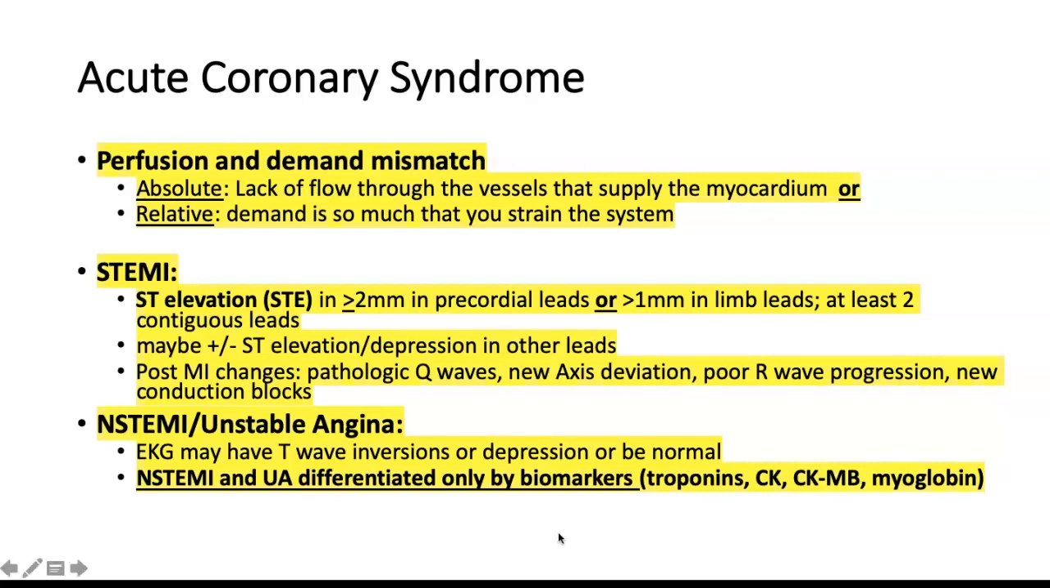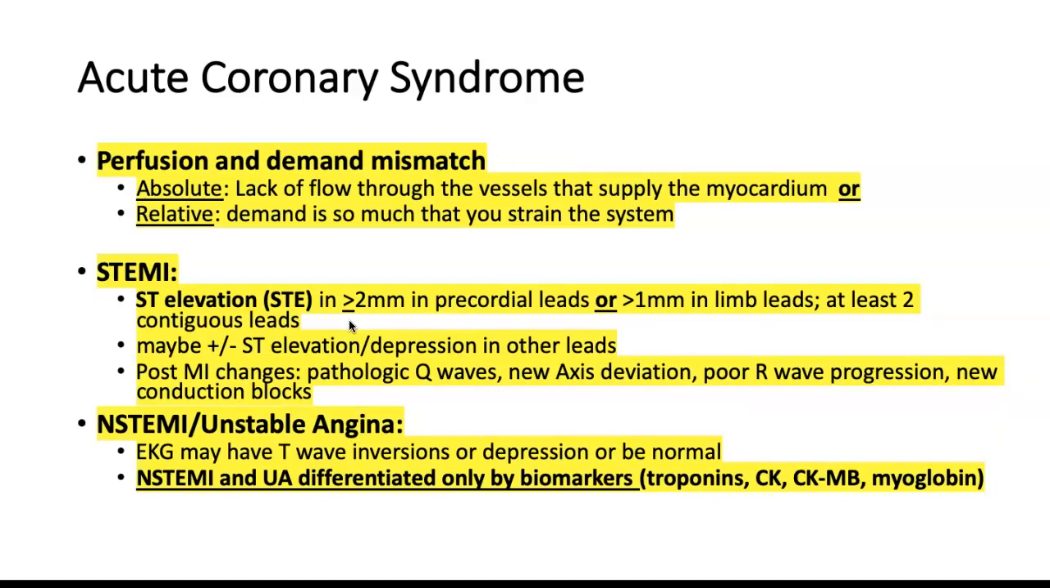Again, in the case of a STEMI, we have ST segment elevation. We define this as greater than 2 millimeters of elevation in the precordial leads, or greater than 1 millimeter of elevation in the limb leads, in at least 2 contiguous leads, which means 2 leads together, such as V1 and V2, or V3 and V4.